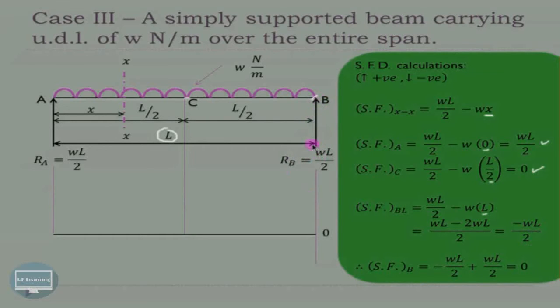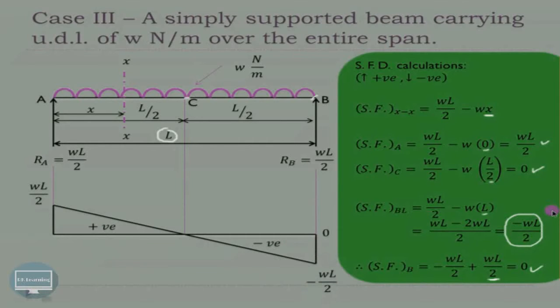And exactly at point B, there is suddenly a point load of WL by 2 acting in the upward direction. So in this particular load, we have to add this upward acting load of WL by 2. So minus WL by 2 plus WL by 2, so the total will be 0. All these values we use to draw the shear force diagram. So at A it is WL by 2, at C it is 0, at B left it is minus WL by 2, and at B it is 0.